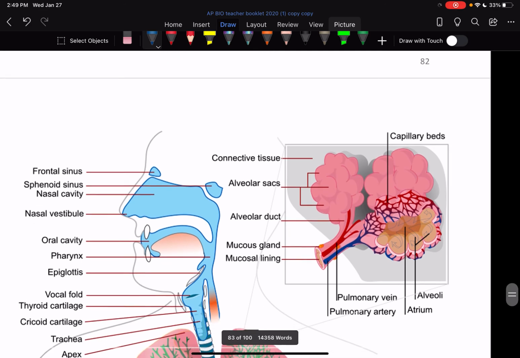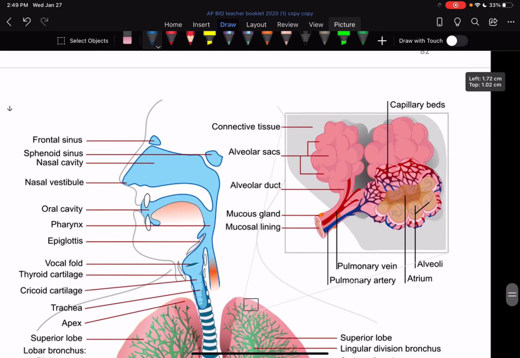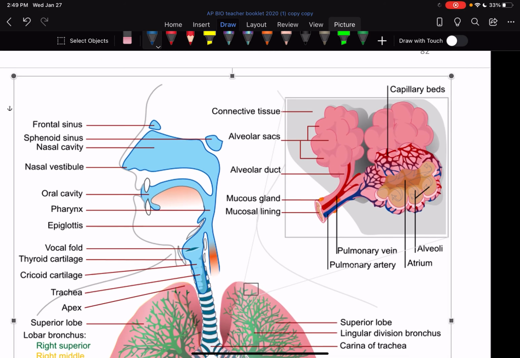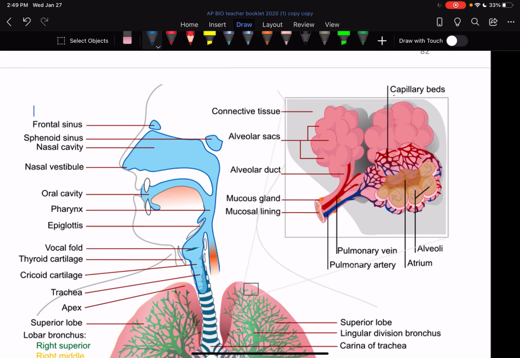So we call the capillaries that are coming by the alveolar sac the capillary bed, okay? Because it's just a network of capillaries, okay?